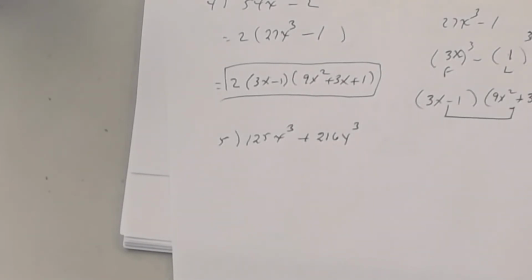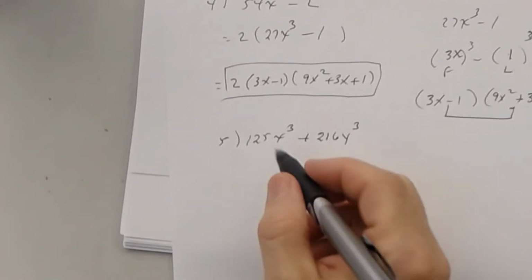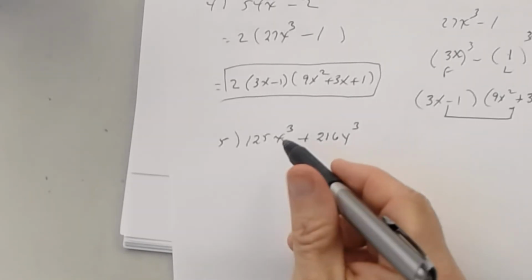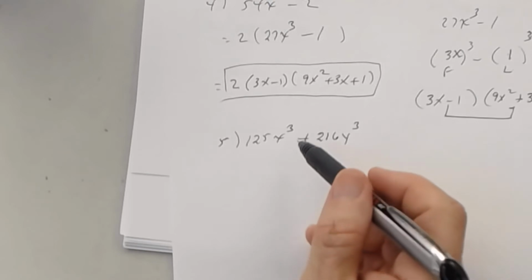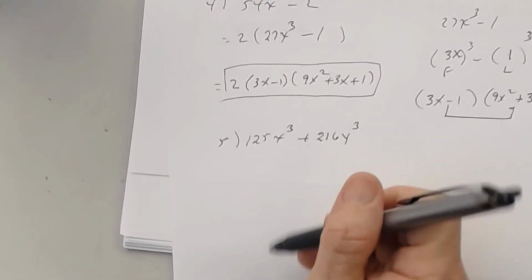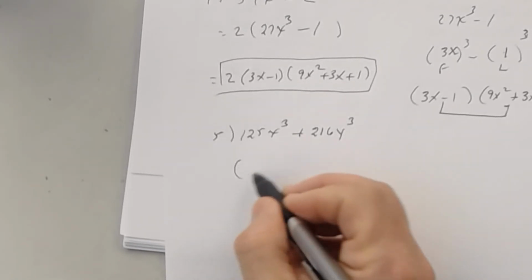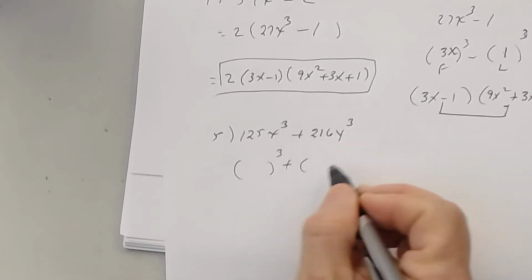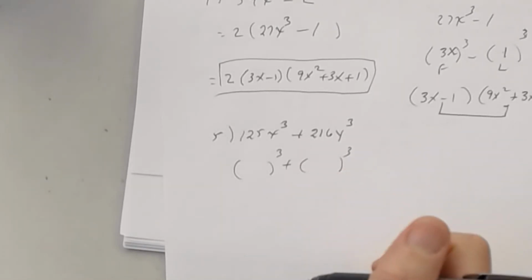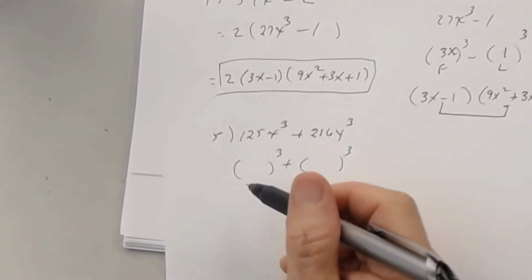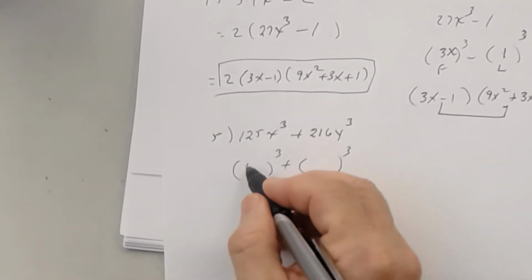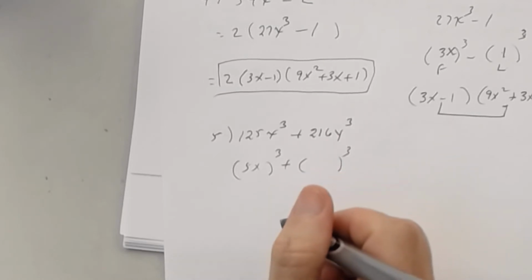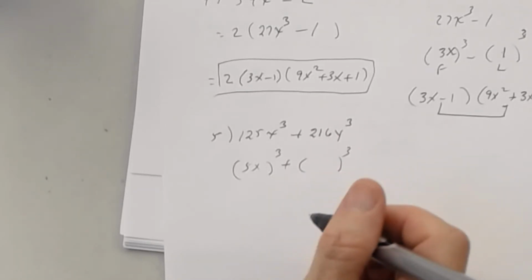But GCF is 1. So let's see if this is a sum of 2... What do you want to check? Sum of 2 squares or sum of 2 cubes? Cubes, because the x and y are both being raised to the third power. So this is going to be the sum of 2 cubes if I can fill in these parentheses. Can I fill in the first parentheses? Yeah. What goes inside that? 5x, because 5x times 5x times 5x is 125x cubed.